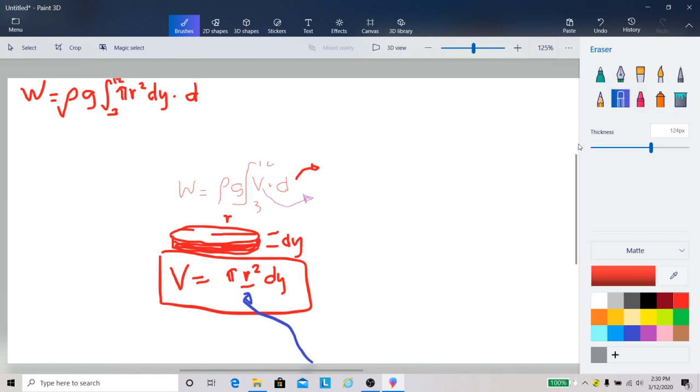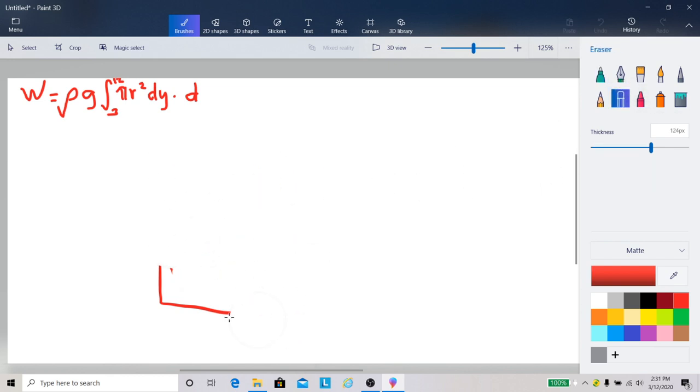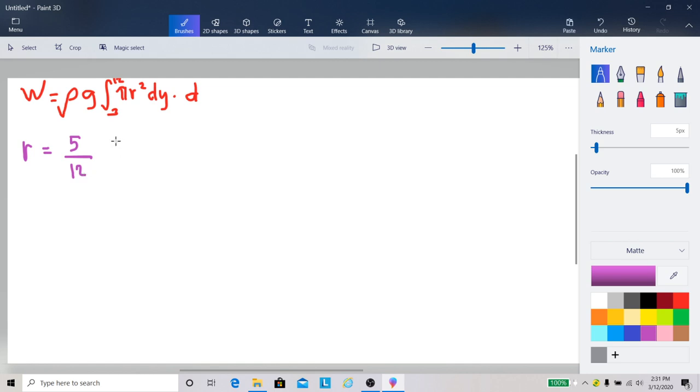So let us erase this now. We already resolved for r. R has already been resolved as 5 over 12 multiplied by 12 minus y. Okay, so we will just substitute it here in this formula. But first, what is this d? This d is actually y.